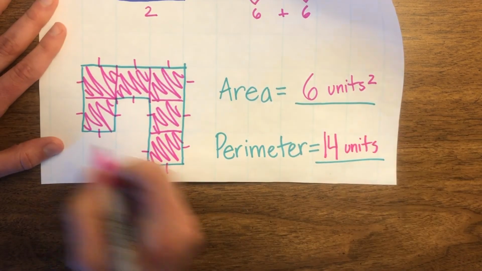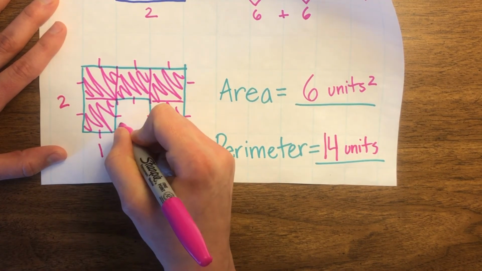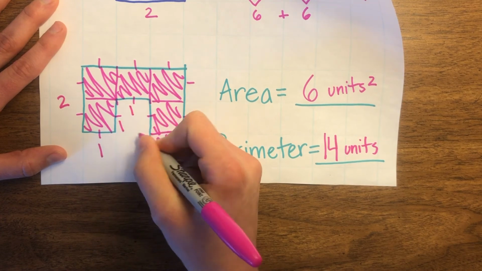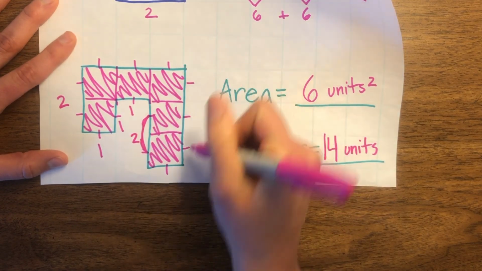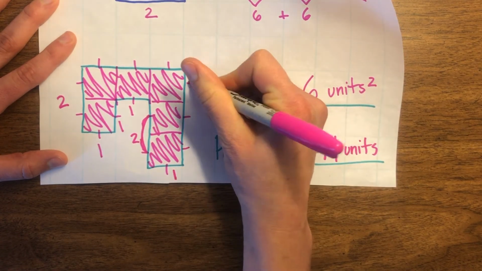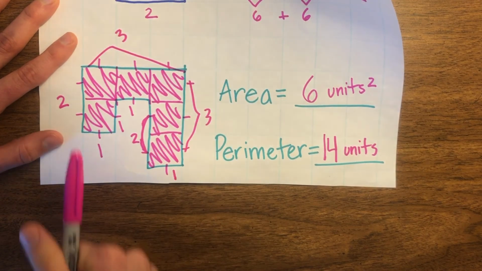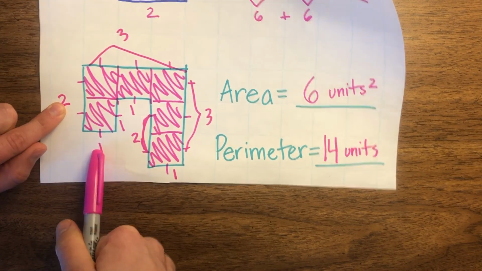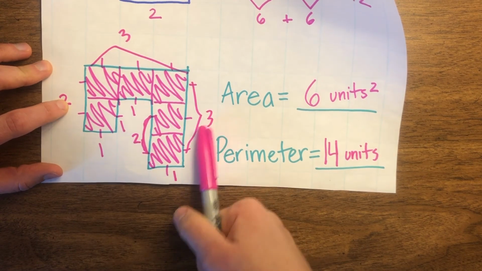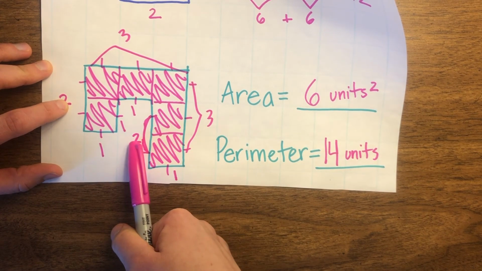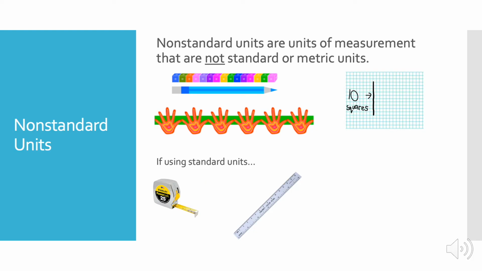You could also do it by saying, this side is 2 squares long, this is 1, this side is 1, this side is 1, this side is kind of tricky, 2, this side is 1, this side is 3, this side is 3, so I would add 1 plus 2 plus 3, that's 6, plus 3, that's 9, plus 1, that's 10, plus 2, that's 12, plus 2 more, that's 14.